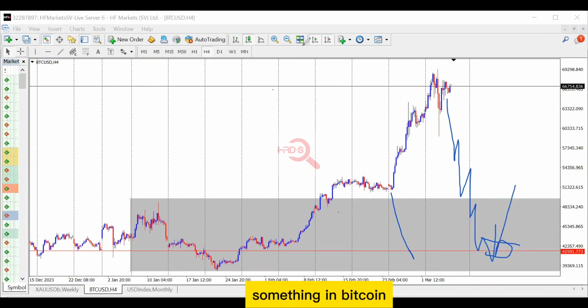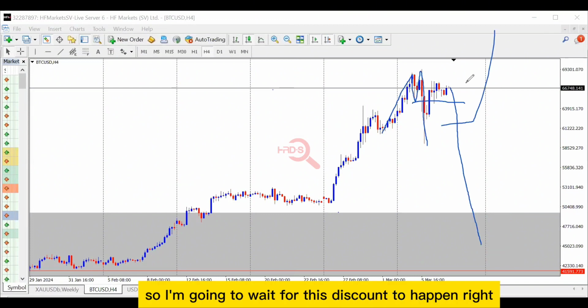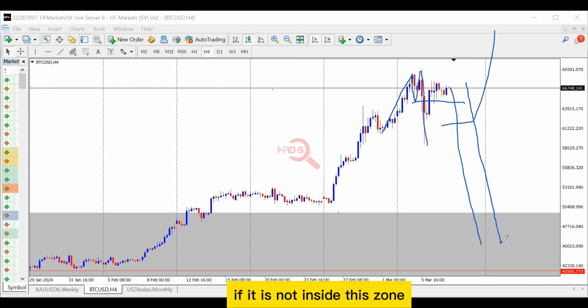I'm already seeing something in Bitcoin. I posted and said people should stop buying Bitcoin at this point. You can't be buying when others are already selling off. Look at the first sign that people took profit here. So I'm going to wait for this discount to happen right inside this zone. If it is not inside this zone, I'm not interested in Bitcoin.